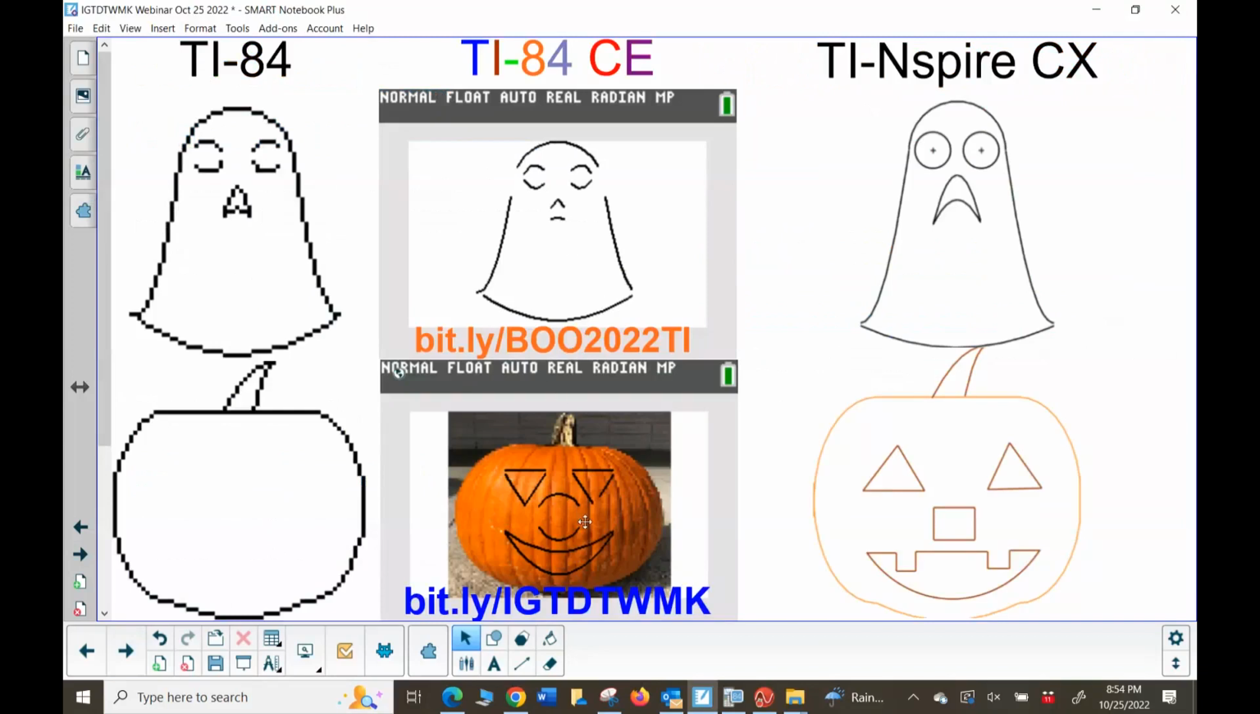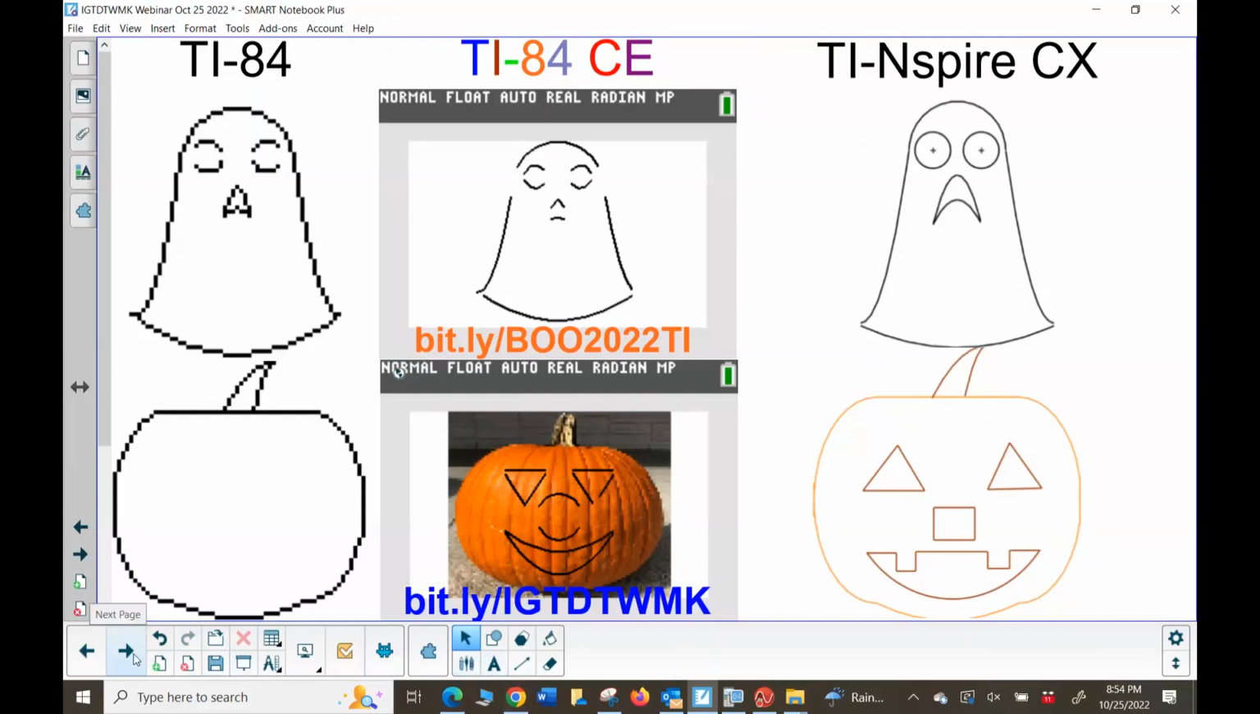I also have on the color one, you can actually import a pumpkin into the calculator and have your students draw a face. This is a face I use, you don't have to use this one. On the Inspire, I also did some things here, and it tells you what functions to use. It has some templates, some things that you can use there. So hopefully you can use that.